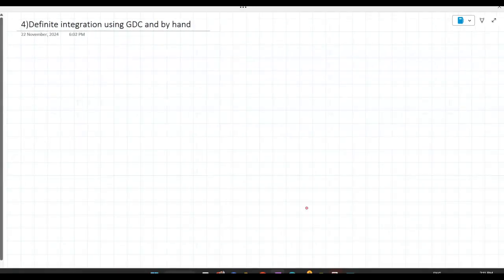Definite integration. That's all we have done. That's the related thing. Definite integral using GDC and by hand. Now what is definite integral? Suppose I give you the integral with lower limit 1 and upper limit 2 of 3x square dx. So what does the limit mean?